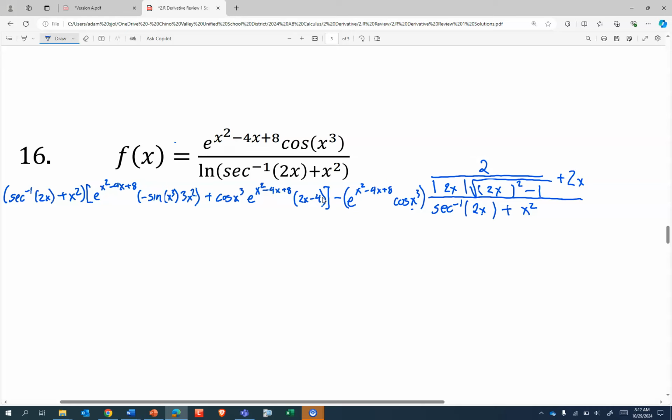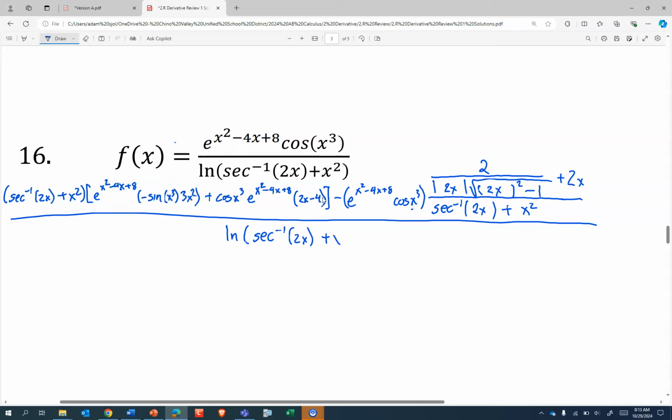First function times... Holy crap, we're still in the middle of a quotient rule, but I know how we finish. And that's all over the denominator squared. Yeah, I'm not simplifying that, and then I will finish the other part in another video.